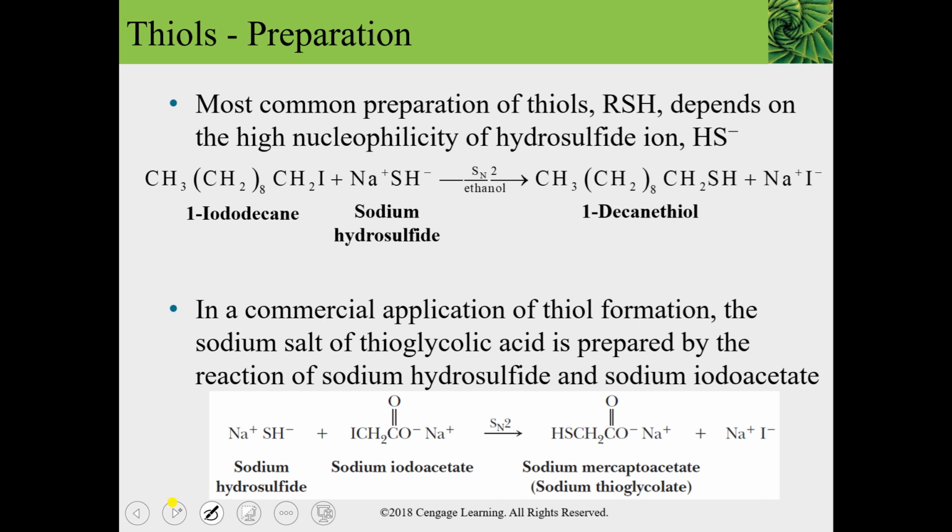So when we talk about preparing or forming these thiols, what we're talking about is the very strong nucleophilic properties of the sulfide ion, the hydrosulfide ion. So what do we mean by that? Well, if we were to look at 1-iododecane and add it to sodium hydrosulfide, this is going to go by way of an SN2 reaction in the presence of ethanol.